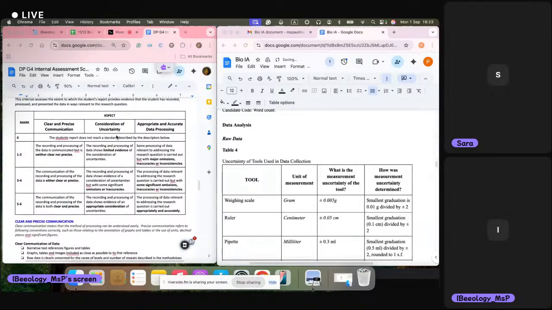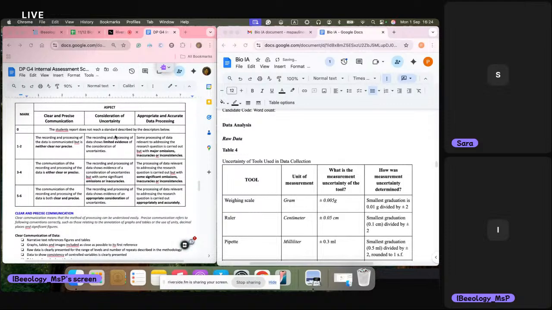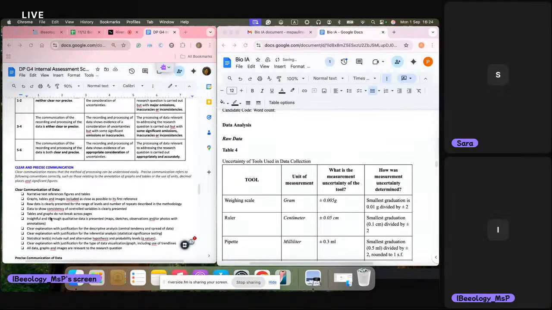In the aspect of data analysis, just make sure that the communication and recording are all clear and precise. It's also part of graphs. Your grammar, etc., is also part of this category. So let's go over recording and processing data tables.